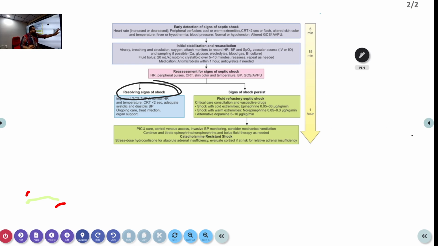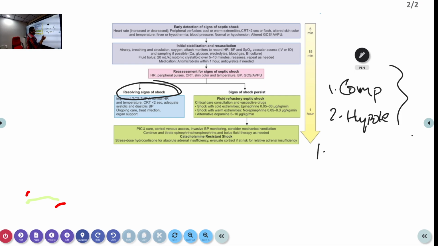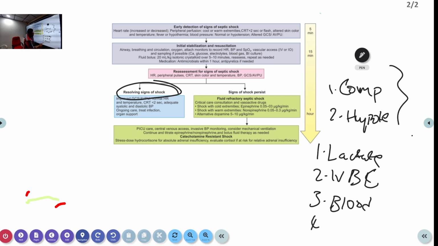So basically, in septic shock management, you have two types of patient. You can have compensated shock and hypotensive shock. For any of these, the most important first step is to measure lactate. If there is hypotension, give IV balanced crystalloids. Third, you have to draw blood culture and give broad spectrum antibiotics. This is the same for both groups of patient.